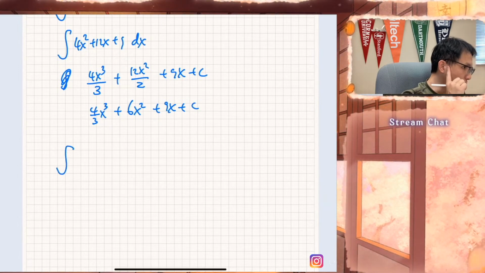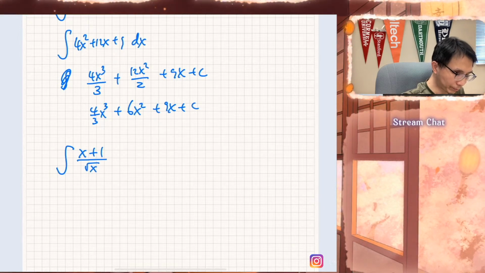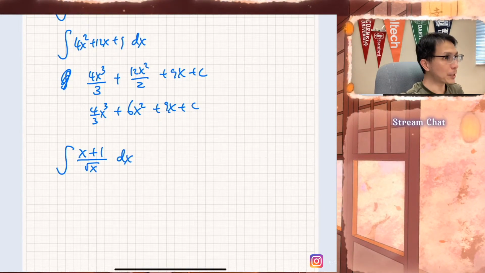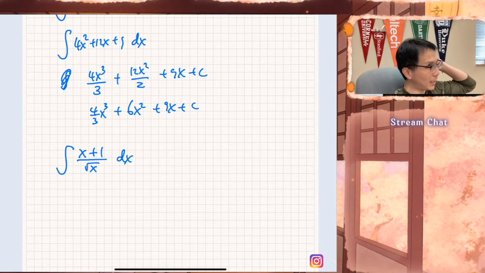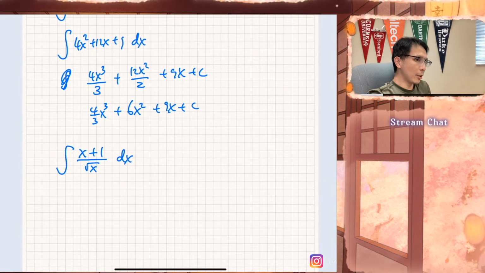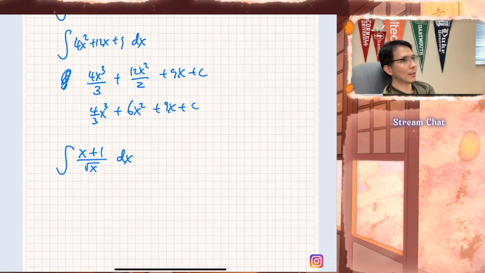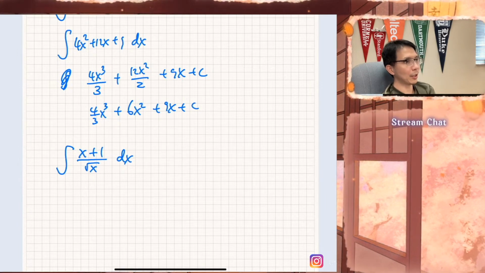Okay, so we're going to give you a couple of situations. Do you know how to do this? Whoa, this one is kind of interesting. It's x plus 1 over square root of x. So how would I do the integration of this?